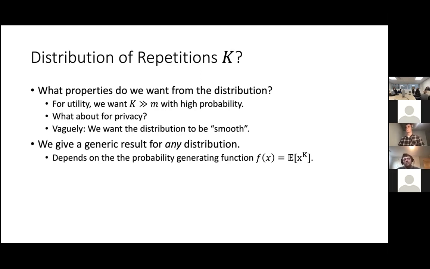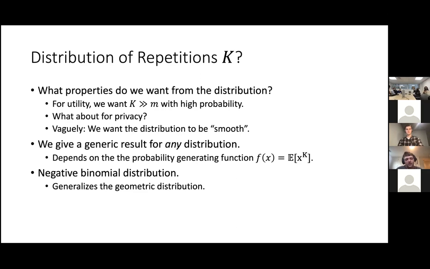It ends up depending on what's known as the probability generating function, which is something I'd never heard of before working on this. But basically, the function f of x is the expectation of x to the power of k, where k is some random variable supported on 0, 1, 2, 3, 4. So the Taylor series of the function f corresponds to the probability mass function of your distribution. So this function ends up being the thing we need to look at. When you look at its derivative and show that it's smooth, that gives you the right behavior.